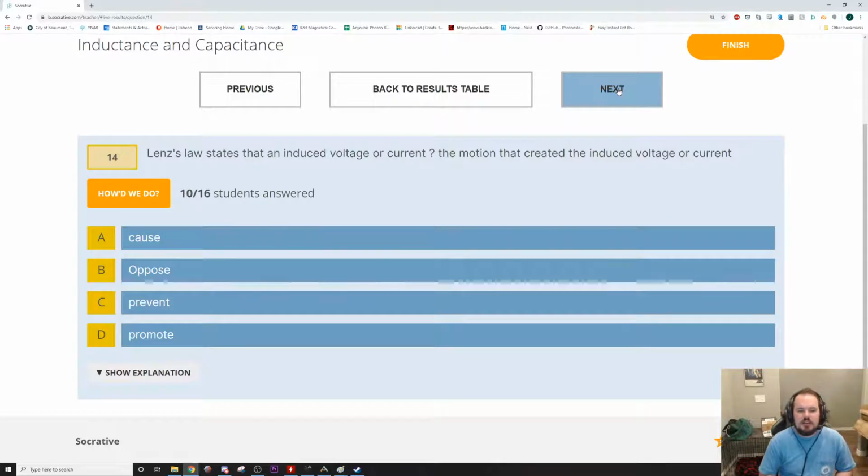All right, Lenz's law. Well, I think we're only halfway through. I'll pick up the pace. I should have done this separately. Maybe we'll end early, because I'll probably split this tomorrow.